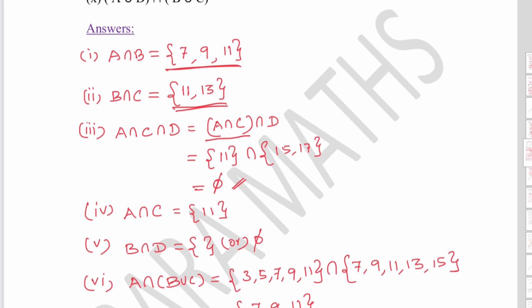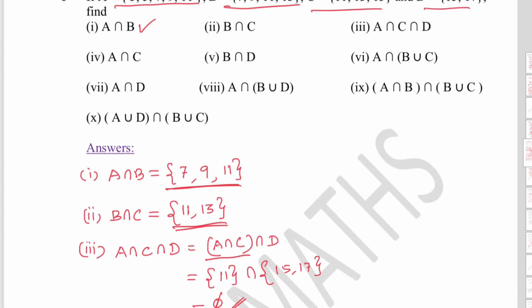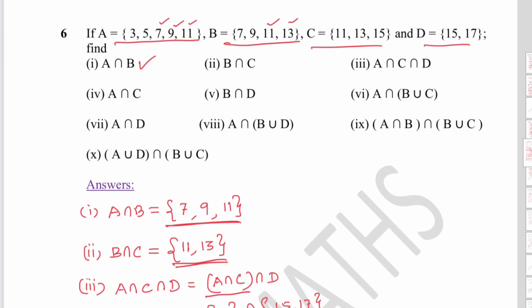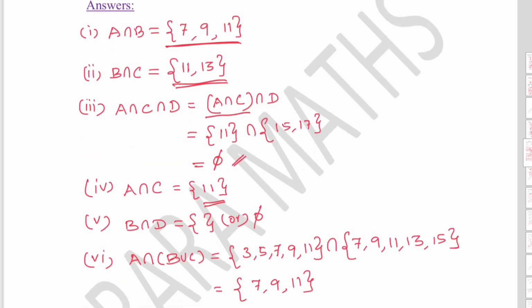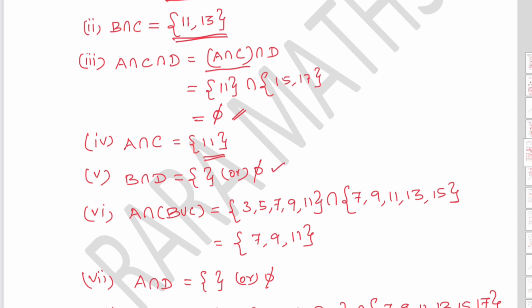And A intersection C, just now we have seen it is 11. And B intersection D, so we have to consider B intersection D. B is 7, 9, 11, 13. D is 15, 17. No element in common. Therefore, it's an empty set.